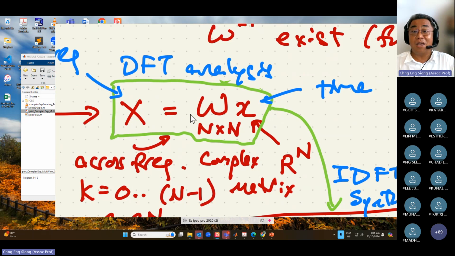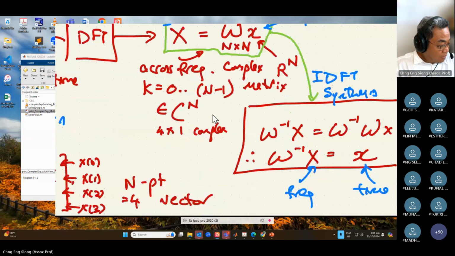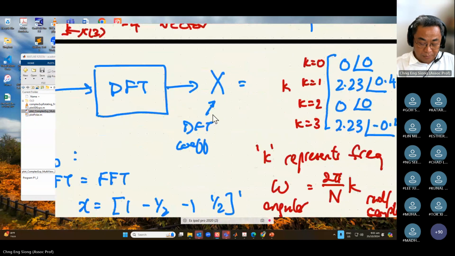This is a linear transformation. W times X is a linear transformation. It's not only a linear transformation, it's an orthogonal transformation, because W times X can be inverted back. An invertible linear transformation. And in fact, you call this whole thing a change of basis. So now let us understand what is W.